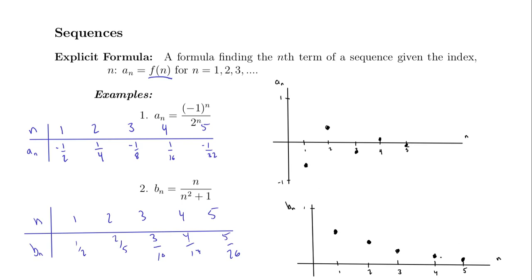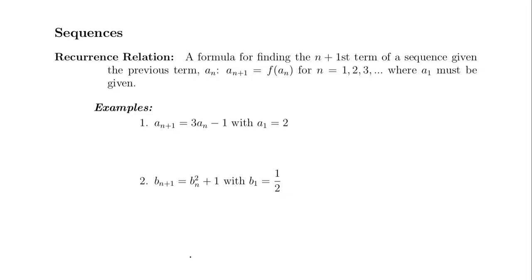So we can get an idea for what these sequences are actually doing just by finding a bunch of terms and plotting them, seeing what's happening here. We also have this recurrence relation idea. This is a different way of defining a sequence. This is basically a formula that finds the next term. I should have put a set of parentheses around this. That's how we normally talk about it, the n plus first term. Basically this is one more than the one that you're at currently. So given the current term, a sub n, we might find the next one.